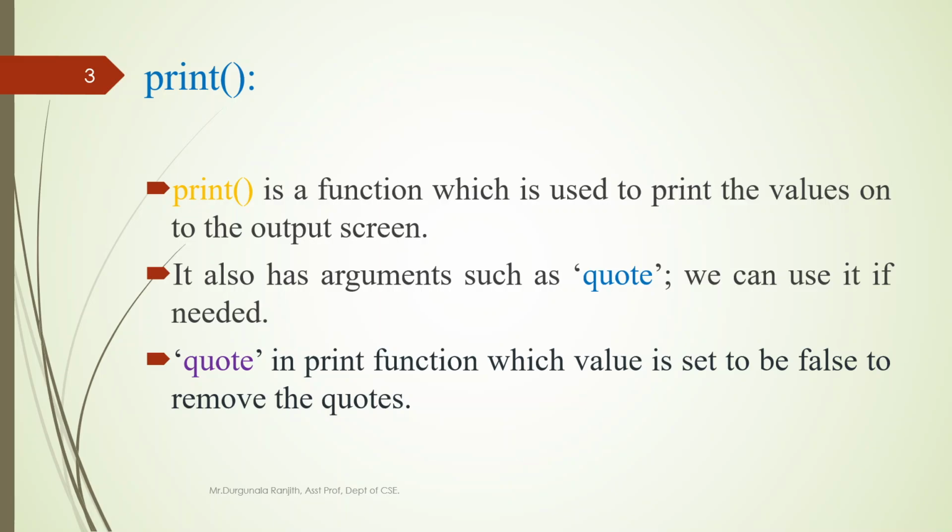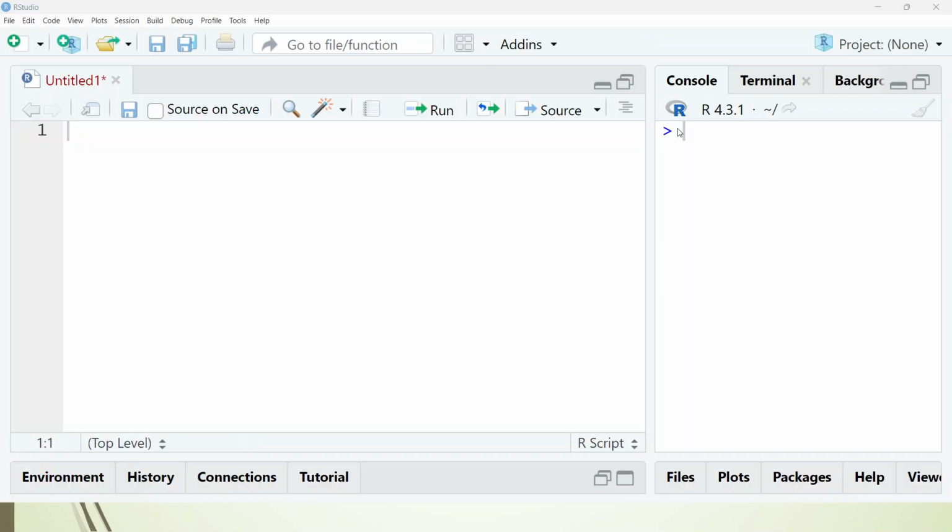But additionally, we have another feature of the print function in R programming: we can pass an argument called quote. If you pass the argument quote as false, then it removes the quotes. Let me show you an example to understand clearly.